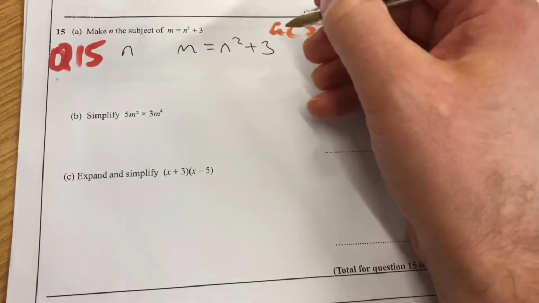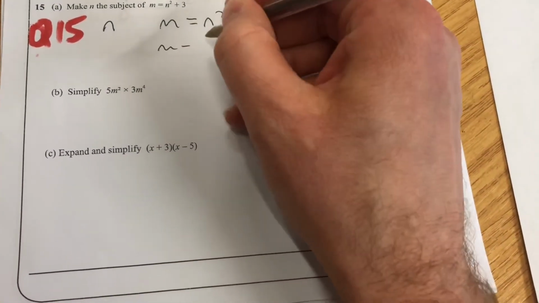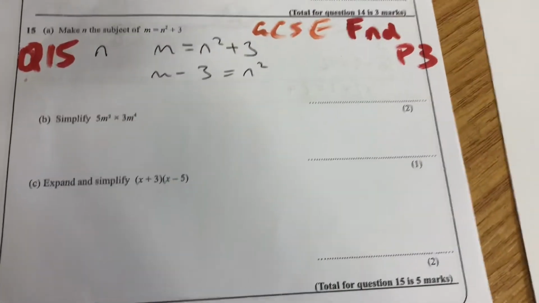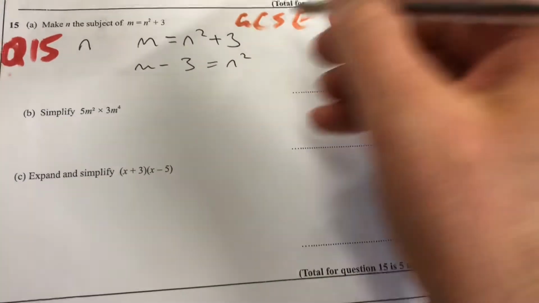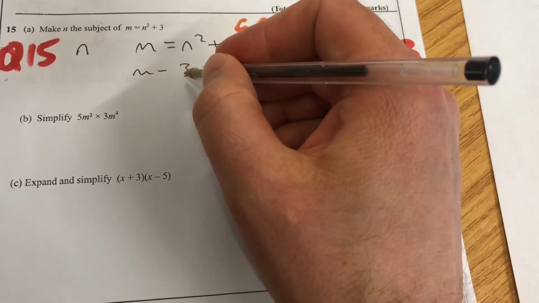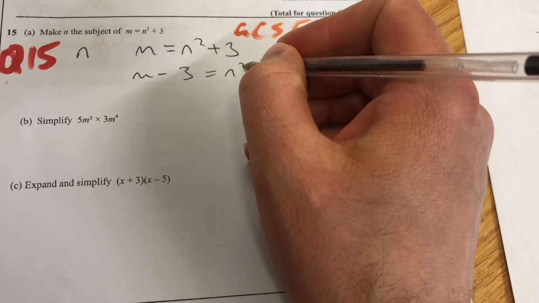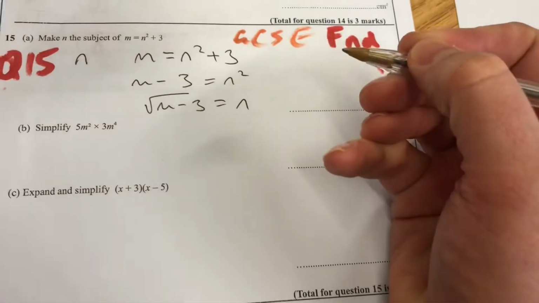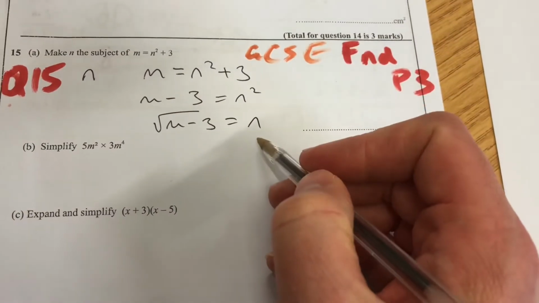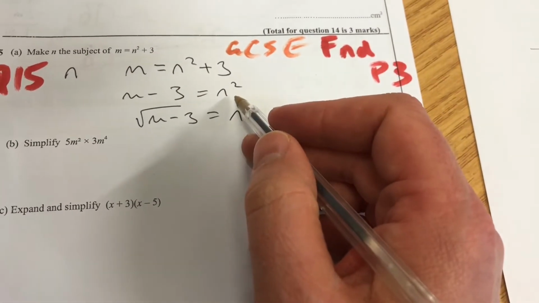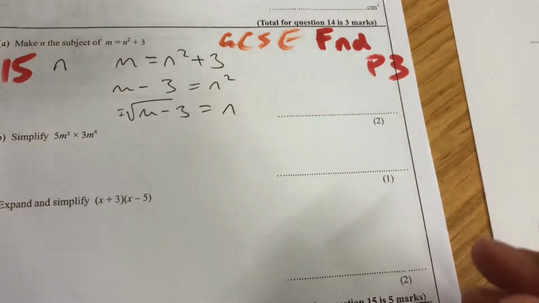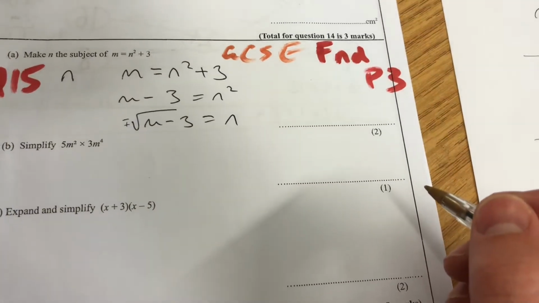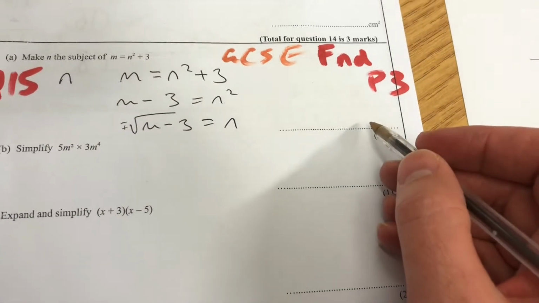The first thing we need to do is subtract 3 on both sides, m minus 3 equals n squared, using inverse operations, the balance method, undoing that plus 3. And now, to get rid of that square term, we're going to take the square root. The square root of m minus 3 equals n. Okay, so n is now the subject. If we're taking the square root, we probably need plus and minus, because if we squared either of those, we should get n squared. That should give us 2 marks there.